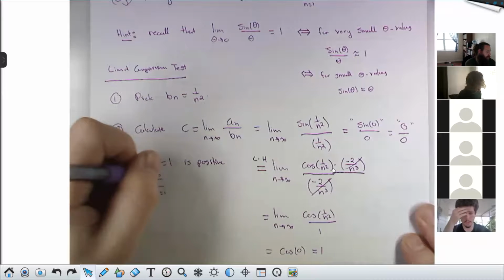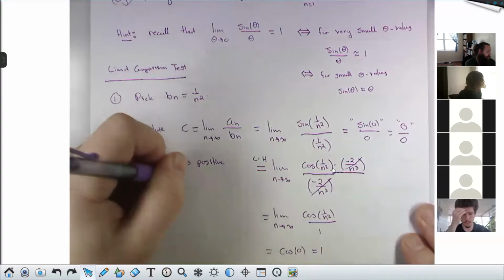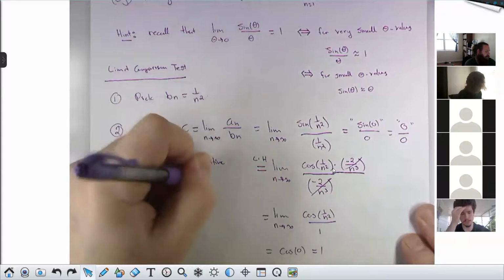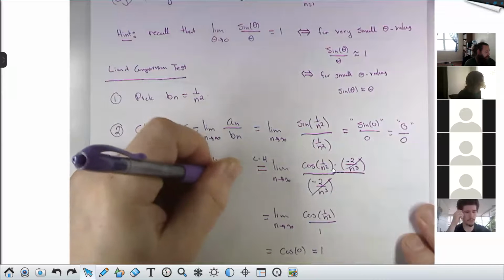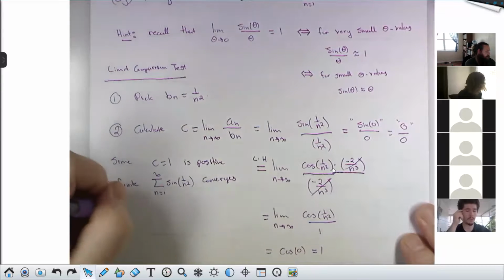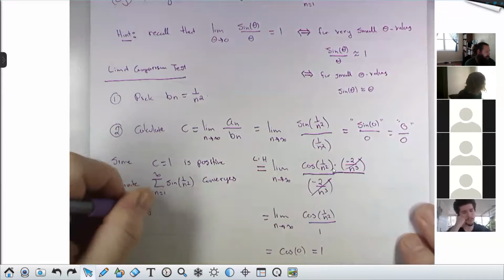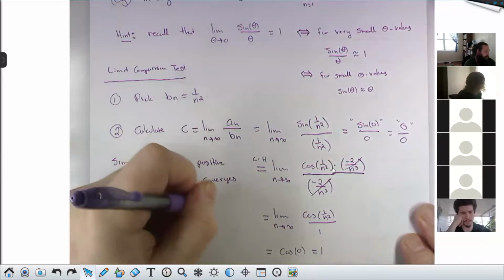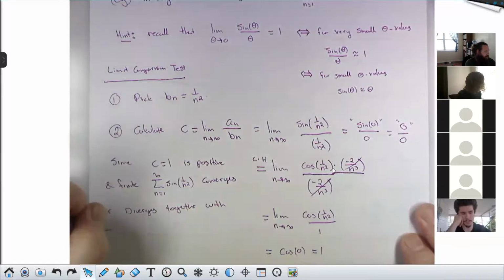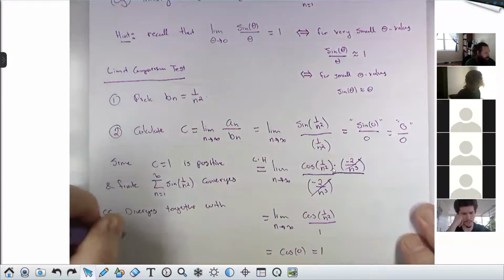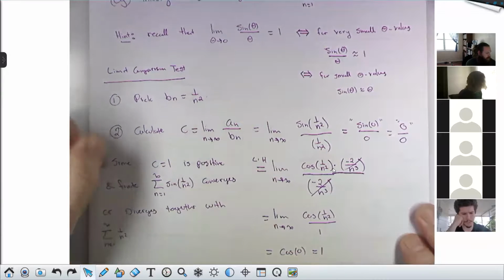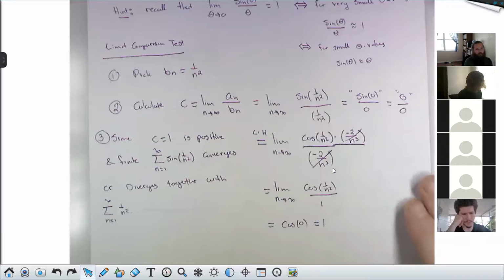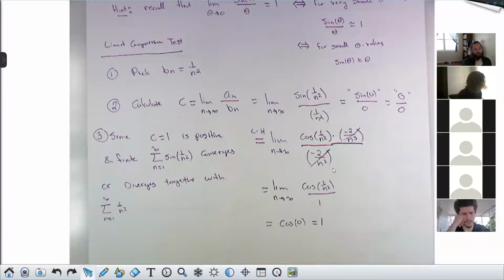sigma n from 1 to infinity sine 1 over n squared converges or diverges together with sigma n from 1 to infinity 1 over n squared. I should have put a 3 here. I'm sorry, that's our third step. It's just to summarize what LCT says.